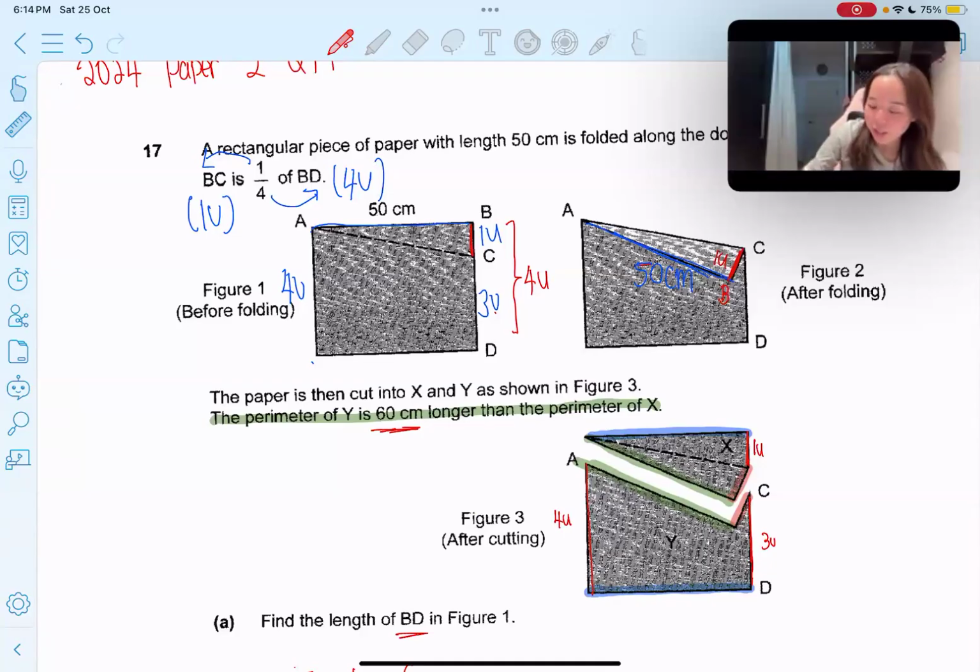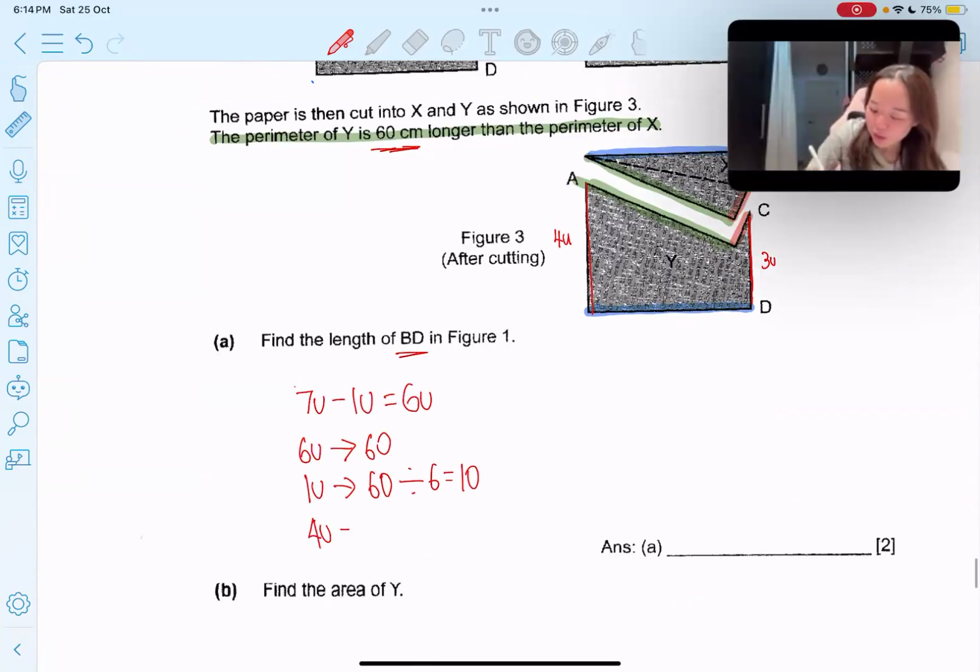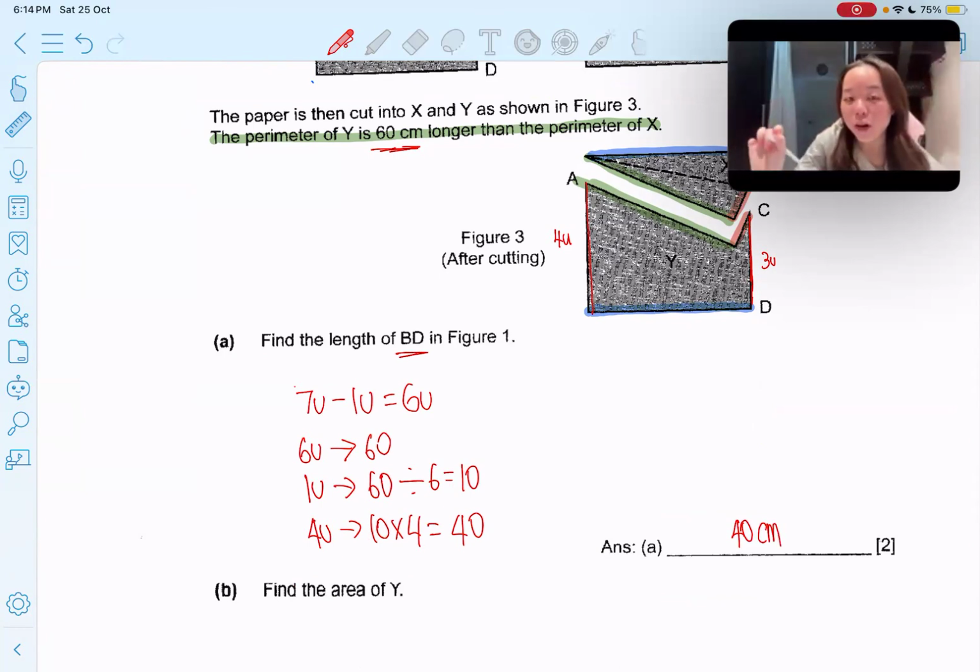Correct? So I just need to find my 4 units, which is 10 times 4 equals 40. So the answer is 40 cm. Remember to write cm, okay? If you don't write your units, we'll minus half a mark. Okay, very important, write cm.